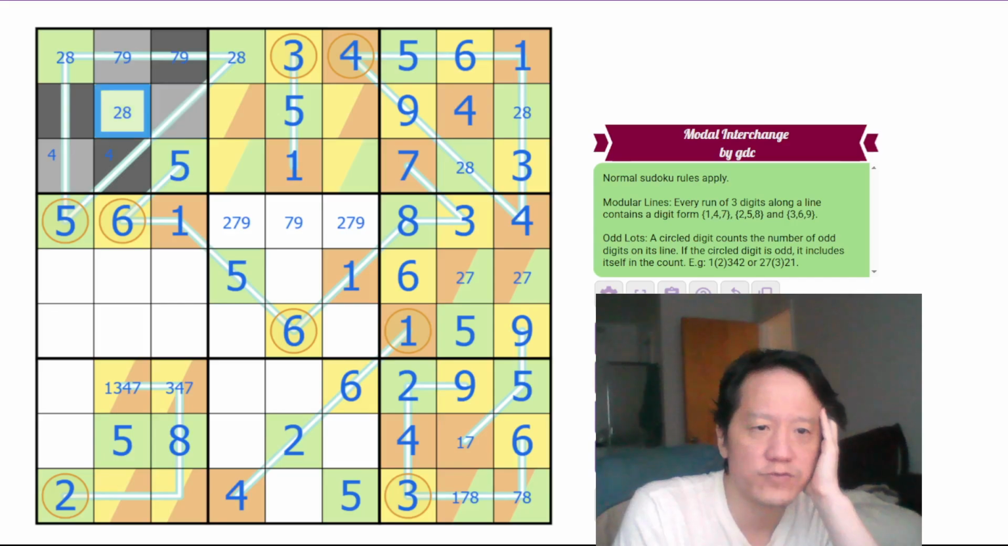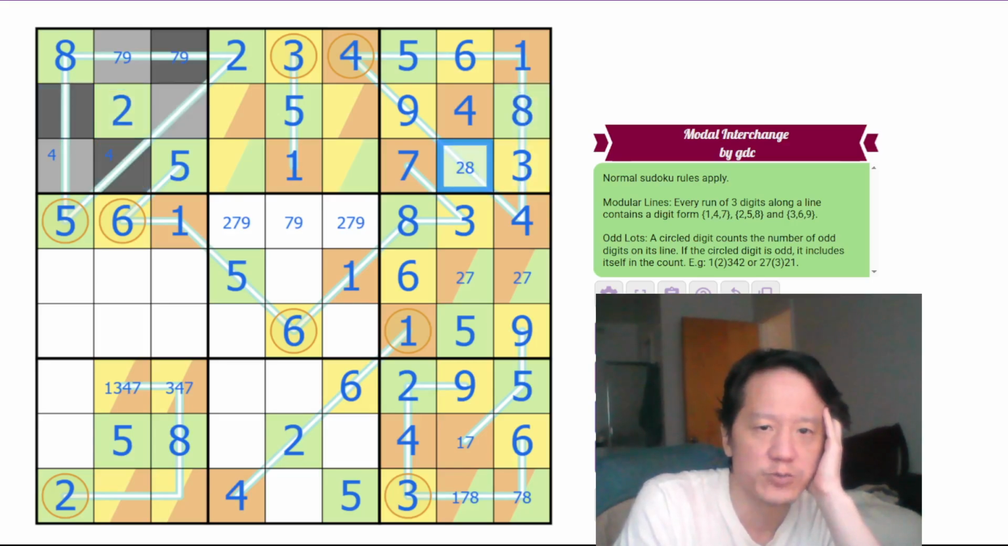3 has to be one of these two. This 2 eliminates 2 here. Therefore, this is 8, which makes this 2. This 8 eliminates 8 here, so this is 2, which makes this 8, which makes this 2. That means this can't be 2. This is 7, this is 2. This 7 eliminates 7 here, so it's 1. This 8 eliminates 8 here, so this is 7.